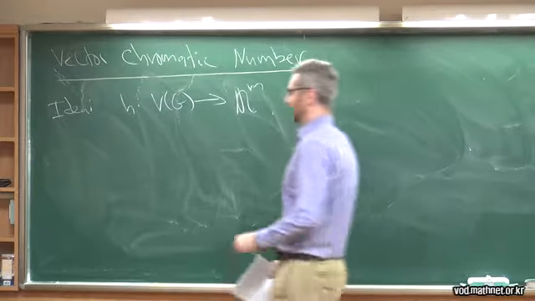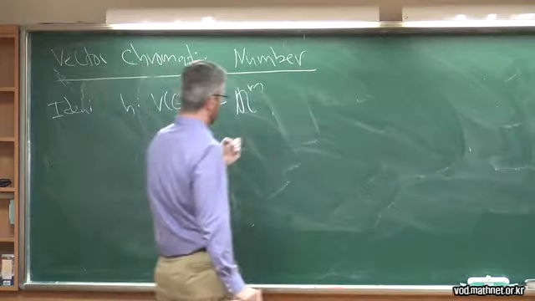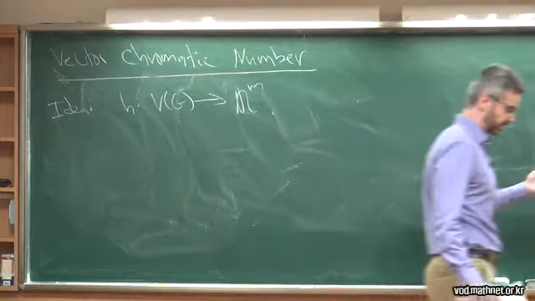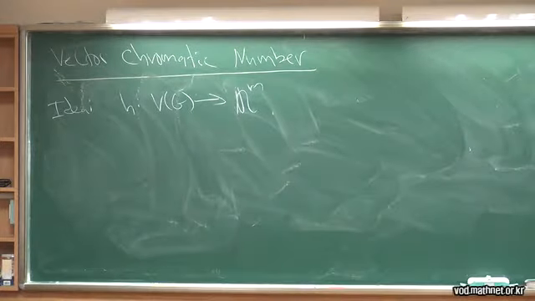And I require that not only do I map to vectors, I map to unit vectors, so I'm mapping my vertices to elements of the unit sphere in this R^m. And I want vertices that are adjacent to be mapped to vectors that are far apart, or points on the sphere that are far apart.